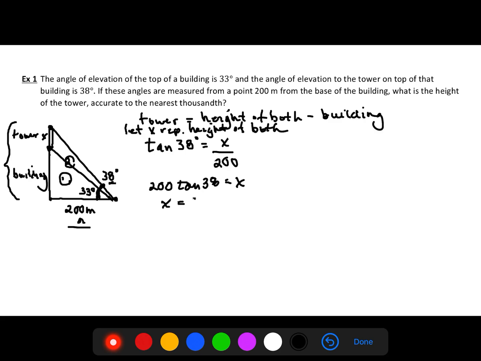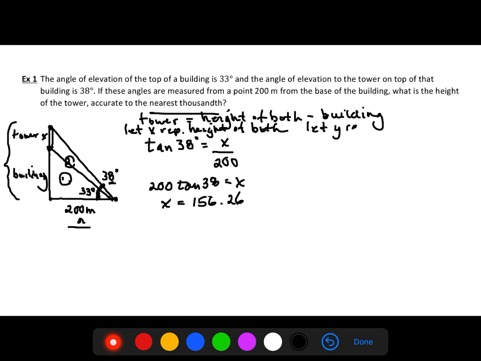When we put that into our calculators, we see that x is equal to 156.26. And notice that we're keeping an extra decimal place in there because we don't want to round. Actually, we're keeping to the nearest thousandth, so we make sure we have 2 decimal places.